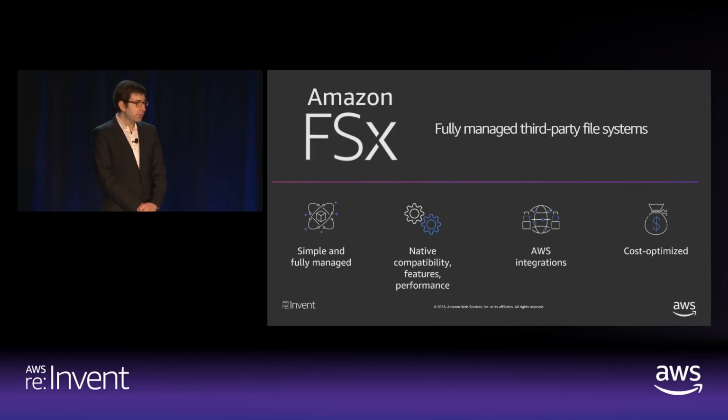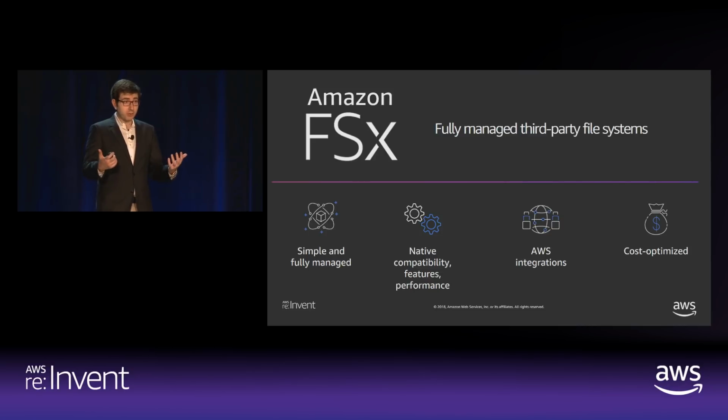I'll just take a step back for a second and talk about FSx as a whole. On Wednesday, we announced the Amazon FSx Family. What FSx provides as a service is fully managed third-party file systems. These are file systems that are optimized for different workloads or for different environments. And there's 4 key tenets to FSx. The first is simple and fully managed. So no need for you to manage file servers, storage, and the software for these third-party file systems.